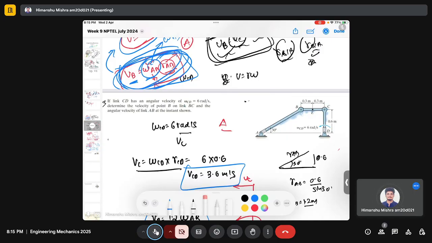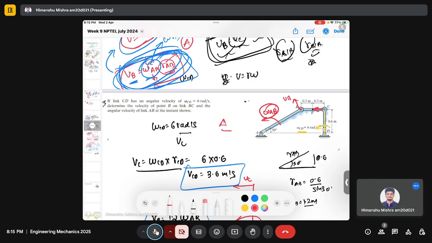So here we are given my CD link. This CD was rotating with some omega CD, and as it is rotating, this point is translating like this, and this point is translating like this. So we need to find the angular velocity omega AB. So let's consider the case where we don't use the instantaneous center.